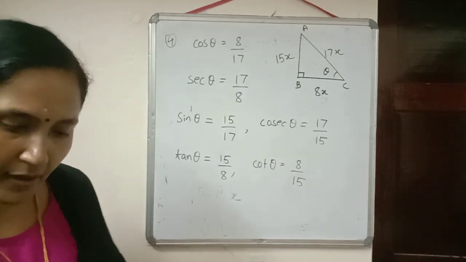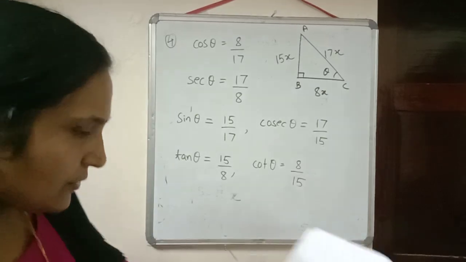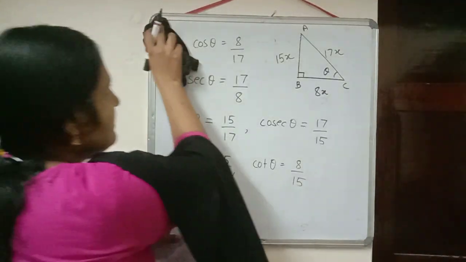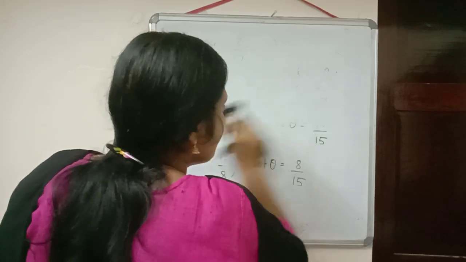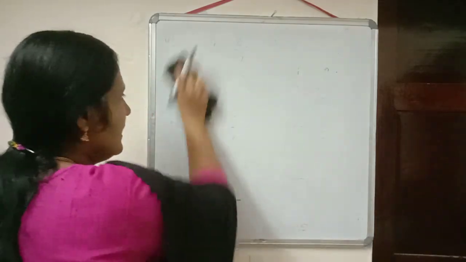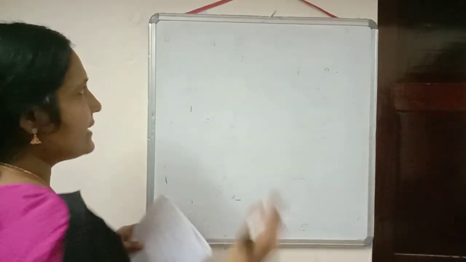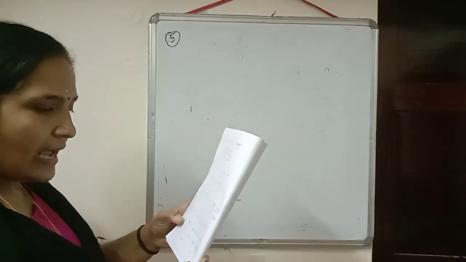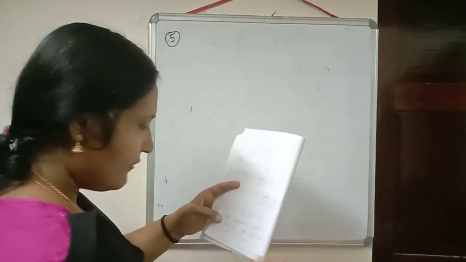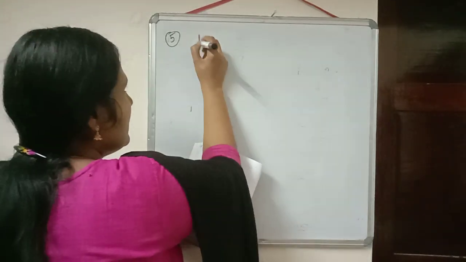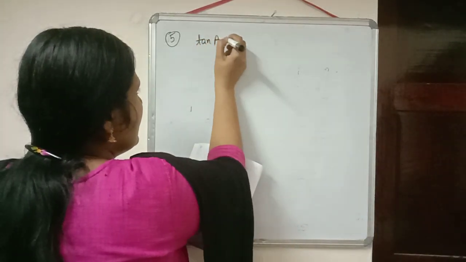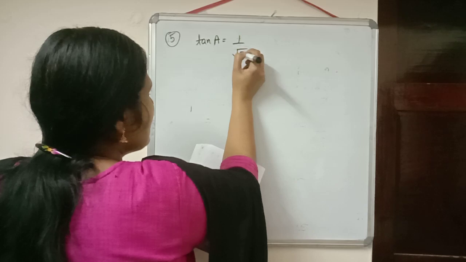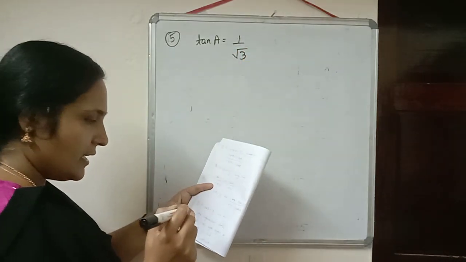Okay, now we will do the last question. Write down, in triangle ABC, right angled at C, if tan A is equal to 1 by root 3. Tan A is equal to 1 by root 3.